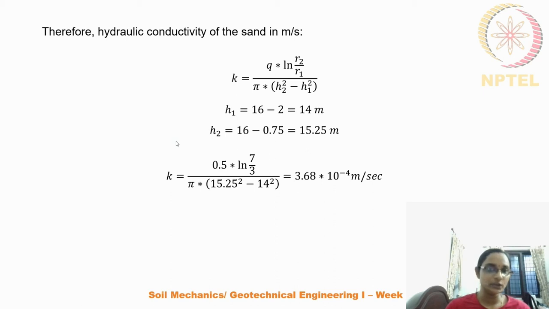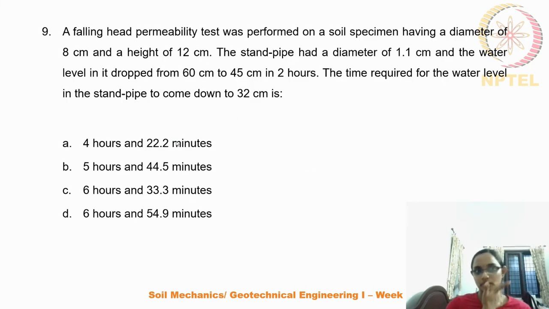The value given in the question is drawdown, but we need to determine the opposite value, like the deducted value. Is that clear? Rest is like direct substitution only in the question. All the other values are given directly in the question. Okay, so we'll move on to the next question.